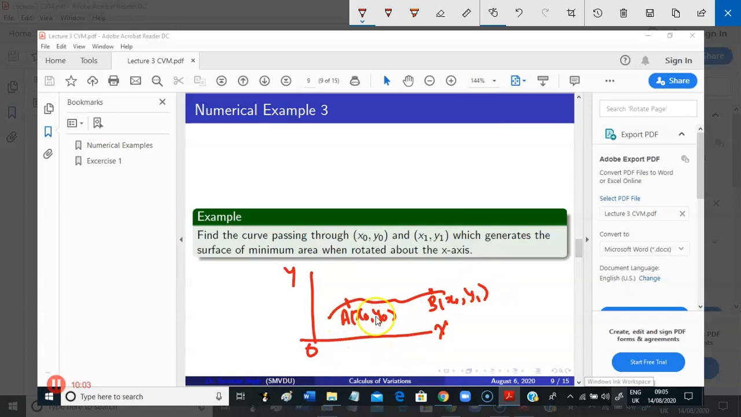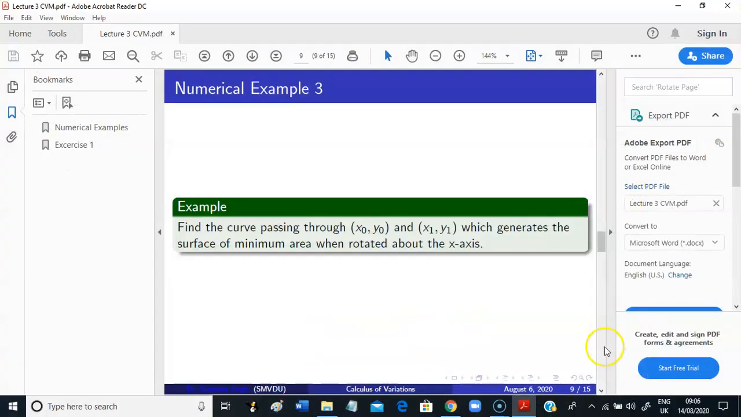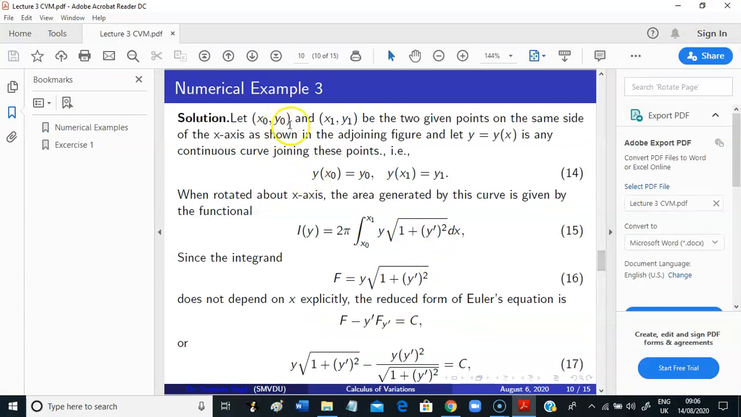You have to find, from these two points, many curves may pass through. Suppose this is another curve that can pass through, this is another curve, and many more curves. When we revolve these curves about the x-axis, which one is the curve which generates the minimal surface area? That is our problem.